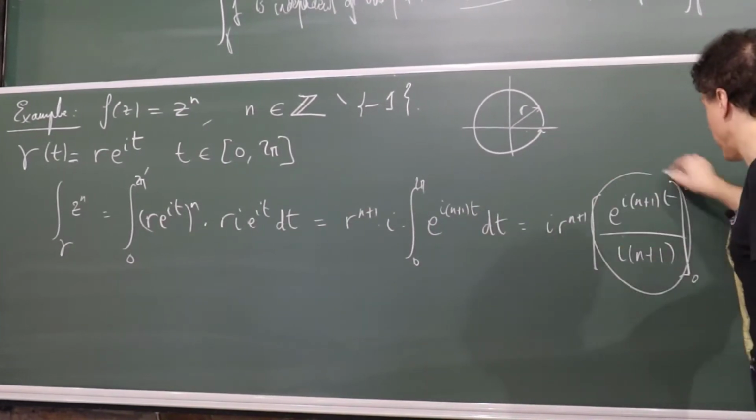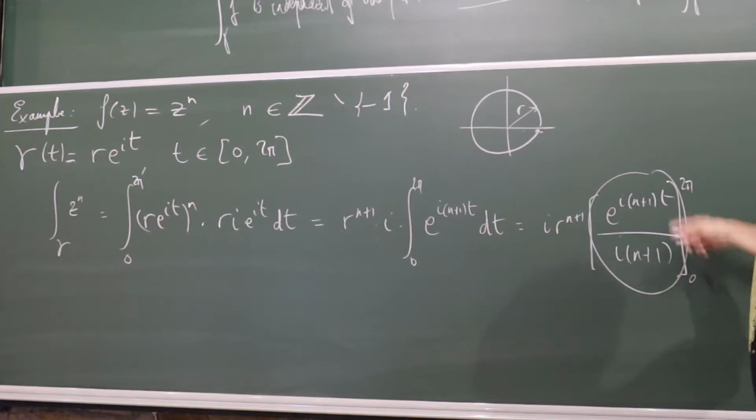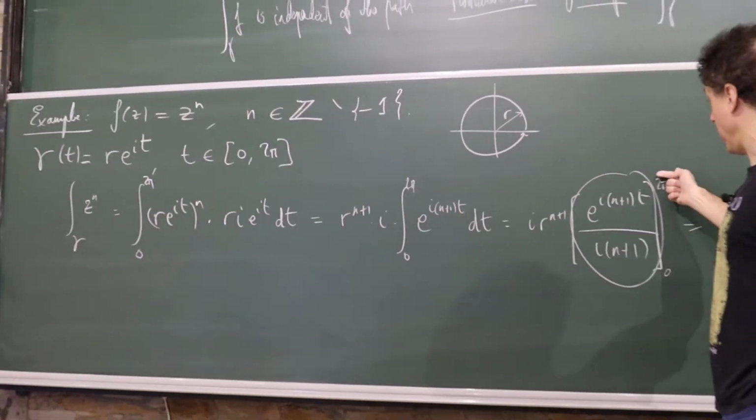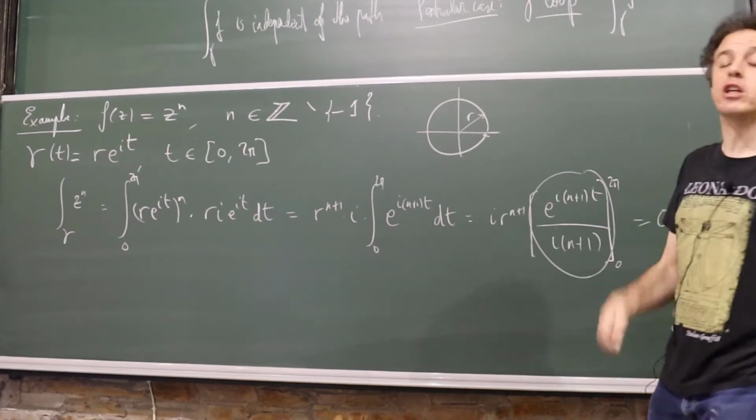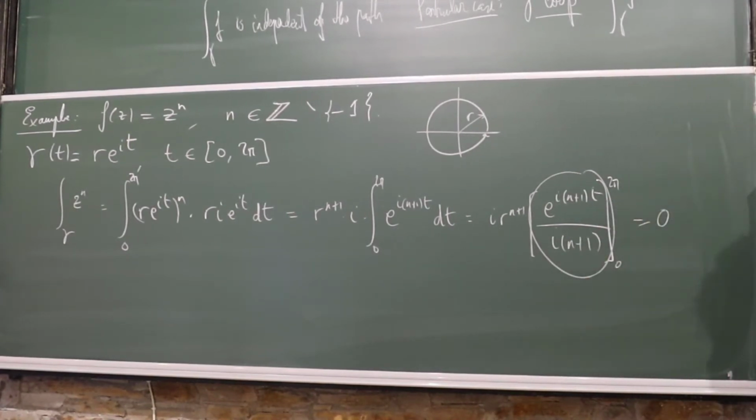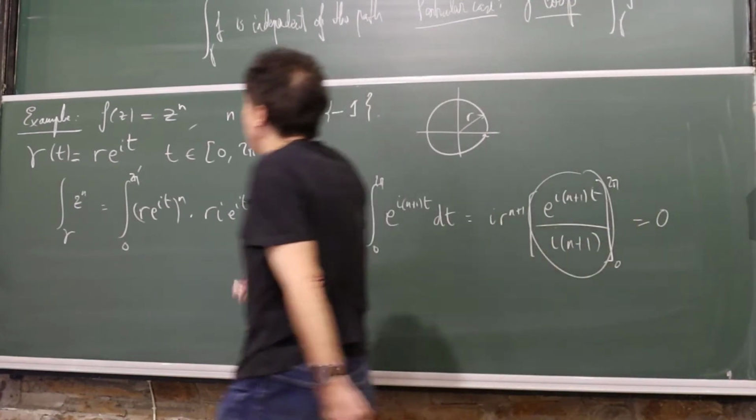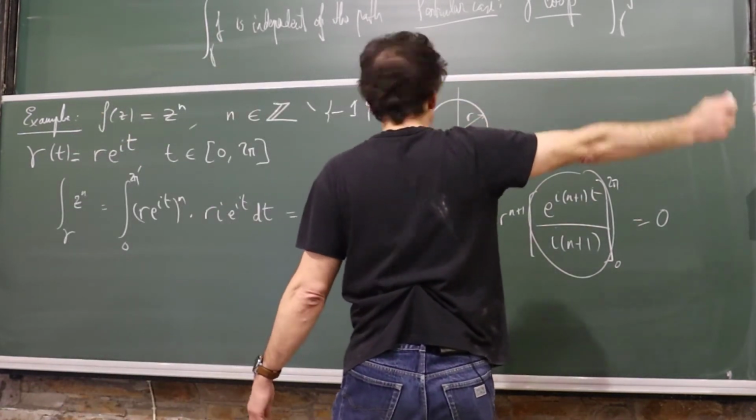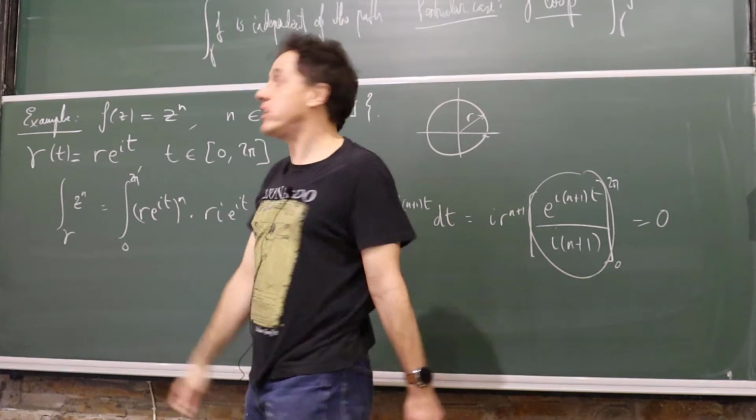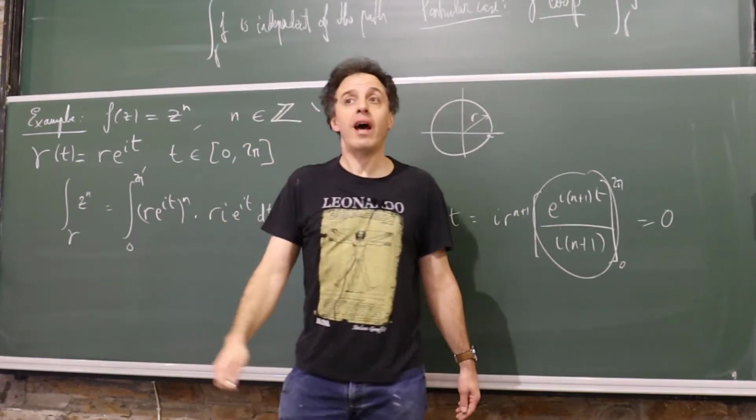And this is 0. Well, this has the same value at this point and at this point, so this is 0. They have the same value because the exponential is periodic of period 2 pi i. So this integral is 0. Okay? So this integral is 0. We know this result. We know that this integral must be 0 because z to the n has a primitive.